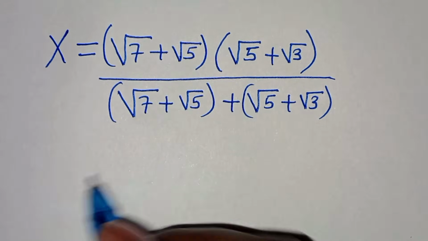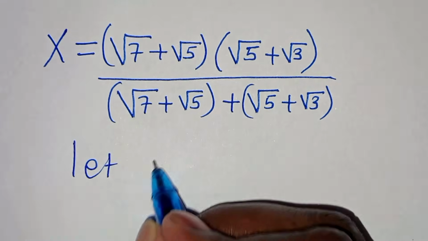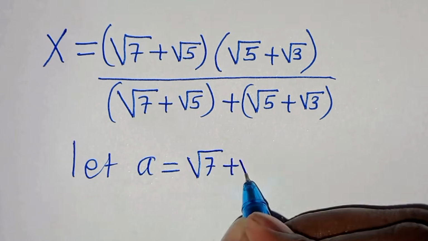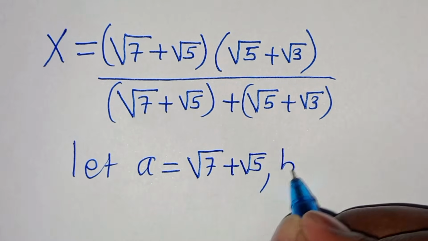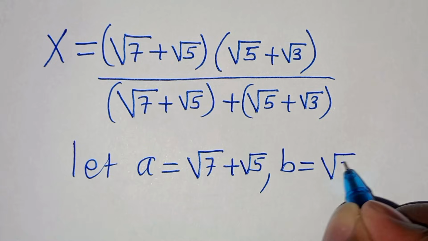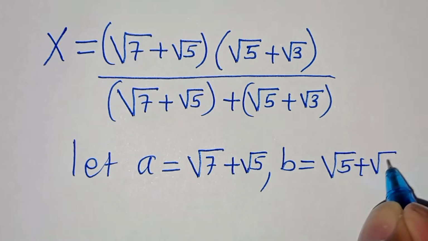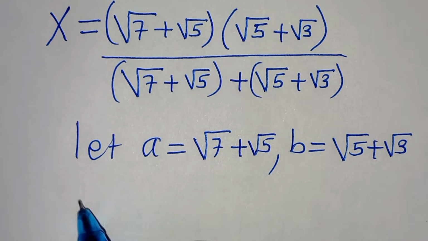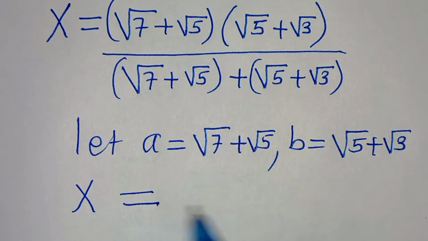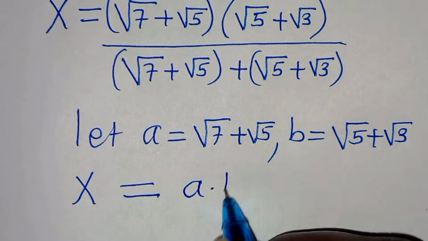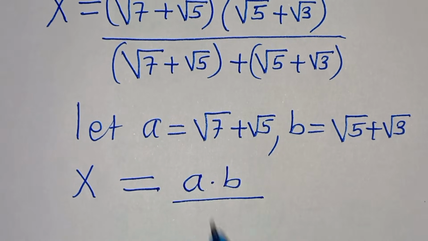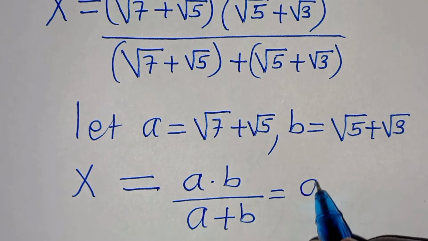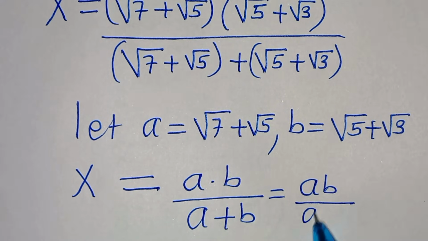Now from here, we can let a be equal to square root of 7 plus square root of 5. And we can let b be equal to square root of 5 plus square root of 3. So let's express this in terms of a and b, so that we have x is equal to a multiplied by b divided by a plus b, which we can express as ab over a plus b.